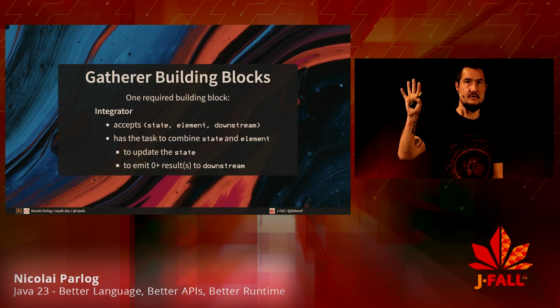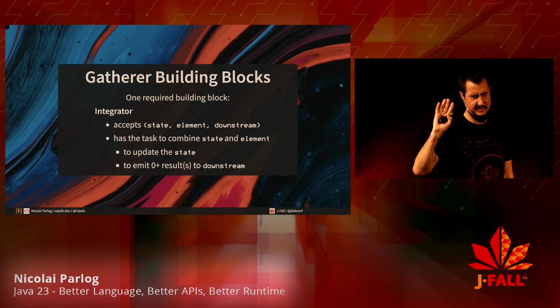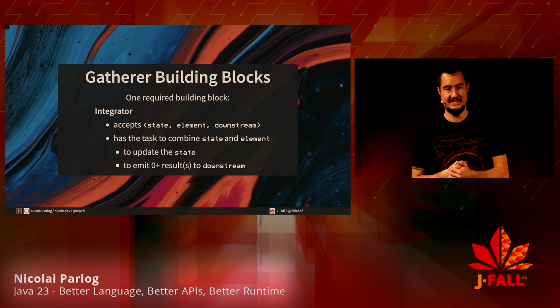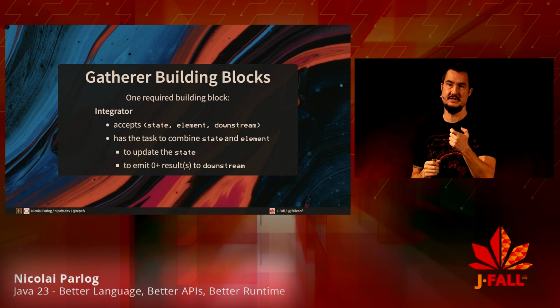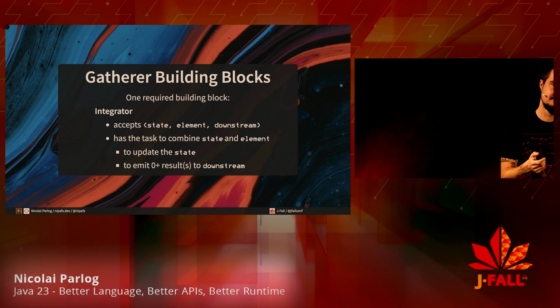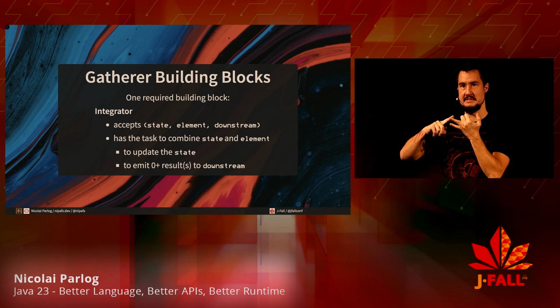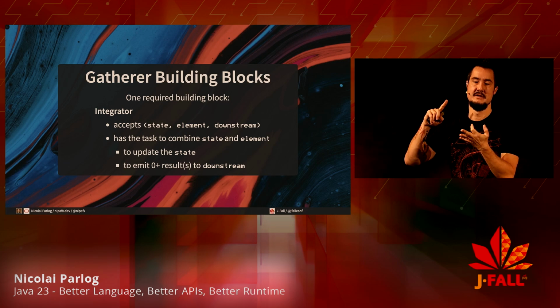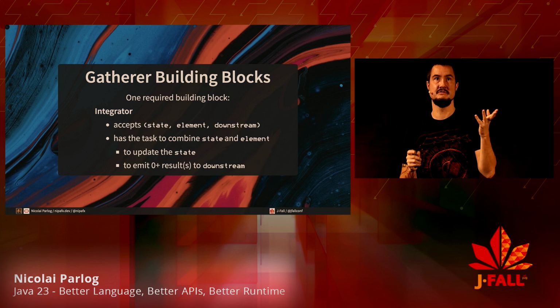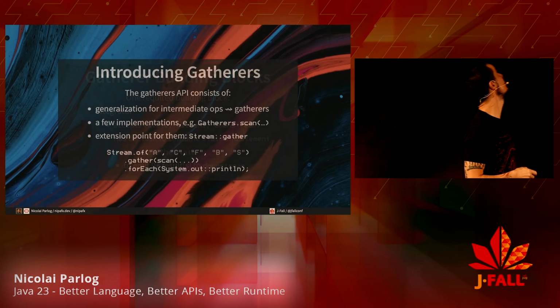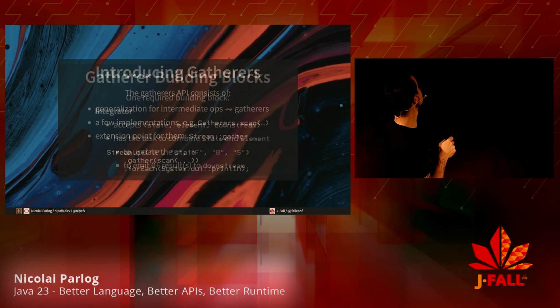There are 4 building blocks to gatherers. Let's start with the most important one, the only required one, which is the integrator. The integrator takes in a state that we're going to ignore for now, the current element that is being examined, and then the downstream. The downstream you can think of as the next method in your stream pipeline.